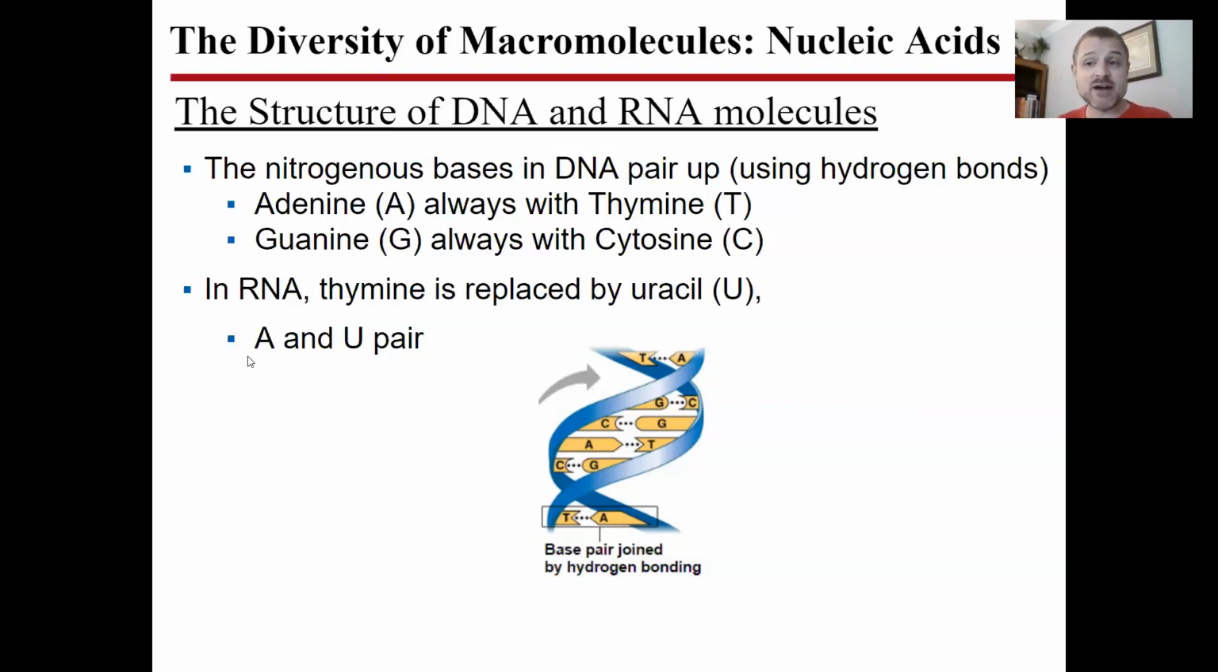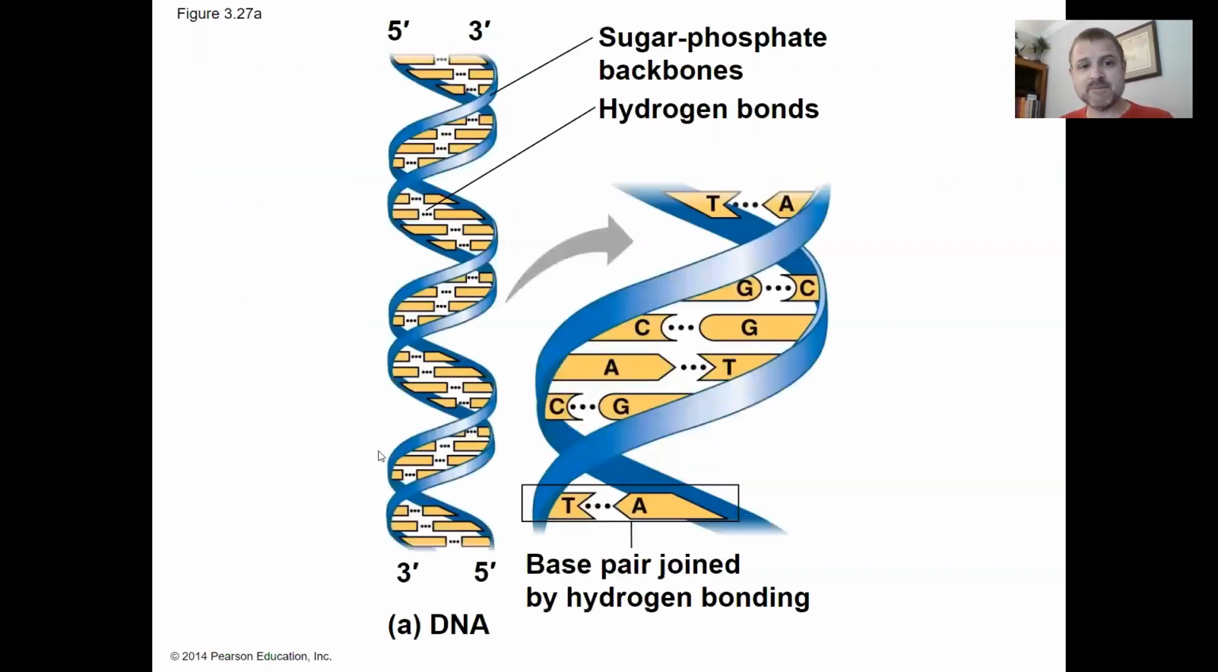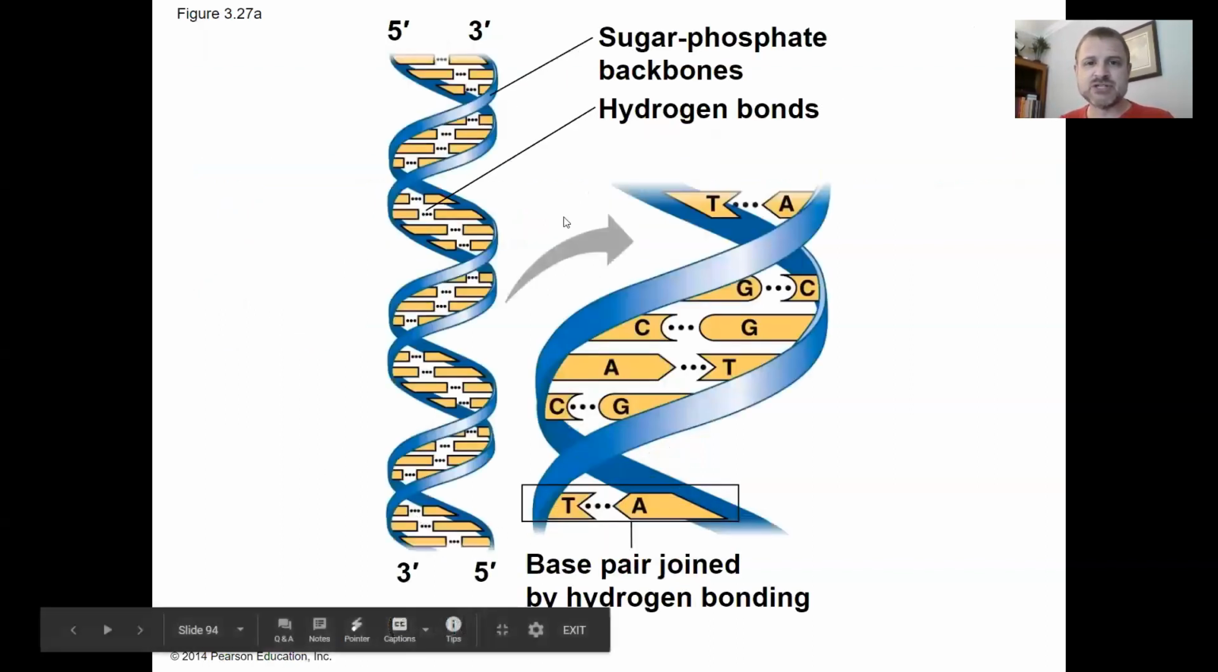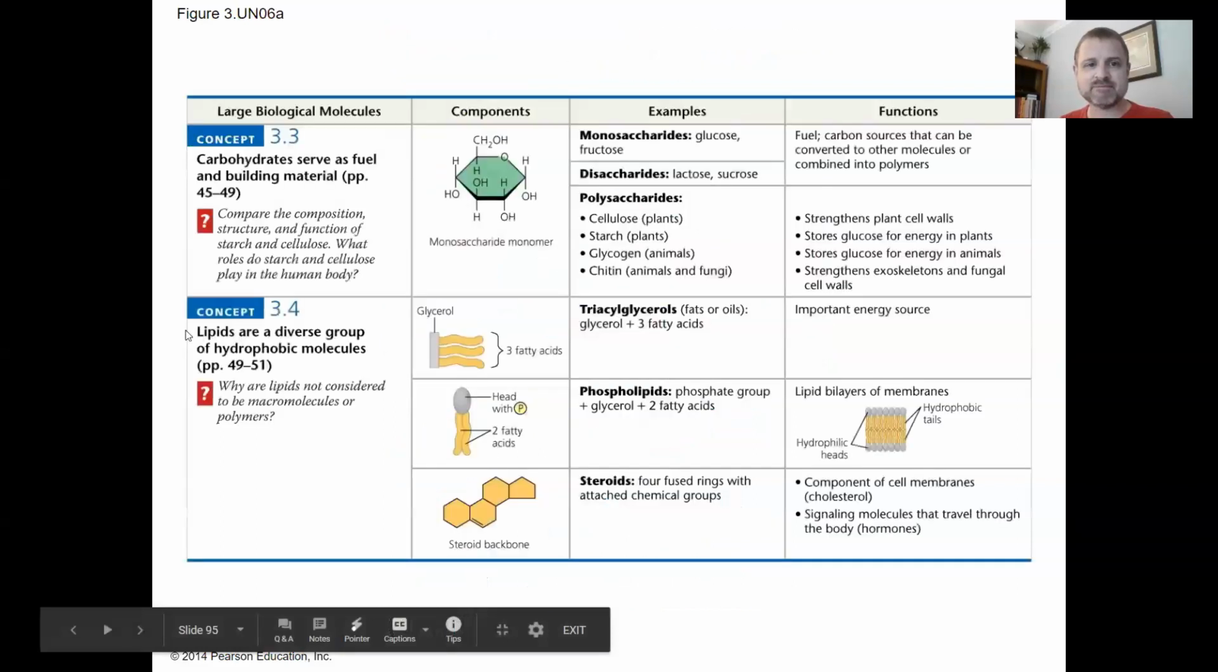In RNA, there is no thymine. So in RNA, A pairs with U, not with T. So if you're transcribing a strand of RNA, you should never see the letter T. Where there's a T in DNA would be a U in RNA. This just shows all that a little bit bigger.